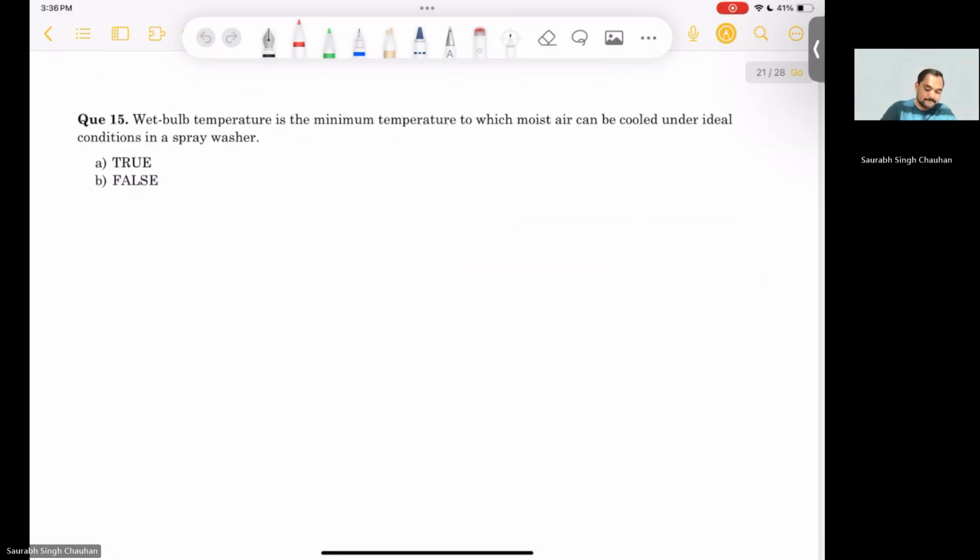Question number 15 says wet bulb temperature is the minimum temperature to which moist air can be cooled under ideal conditions in a spray washer.